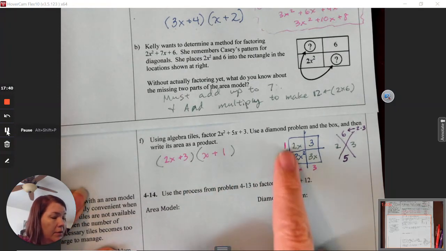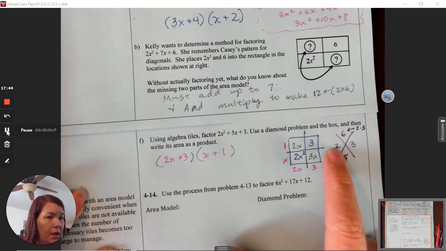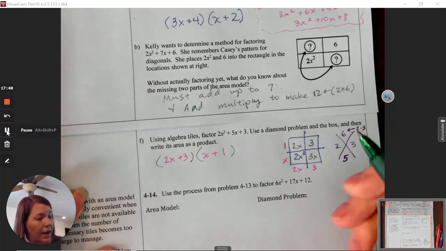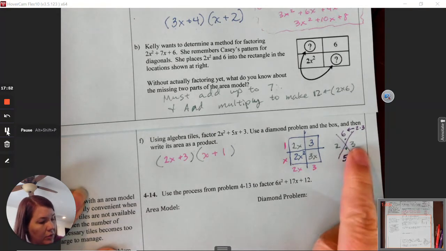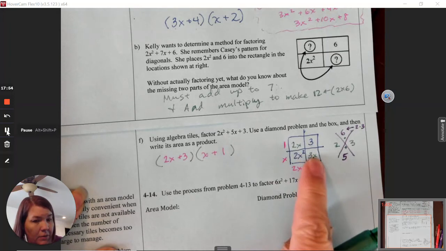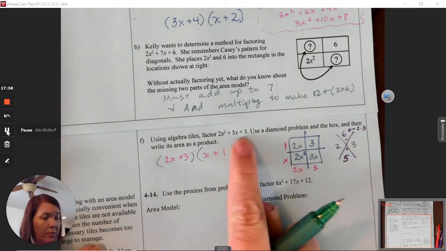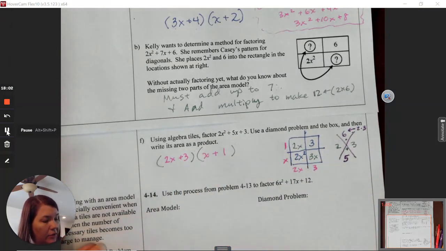Okay, so what you can see is that I have found my two numbers. So 6 came from 2 times 3. Then I figured 2 times 3 makes 6 and adds to make 5. That's right. Add, multiply, and add. So then 2 and 3 go in my diamond, my box right there. Again, the blue numbers were already there from right here. Then I look at what they have in common, and there's my factor as a product.